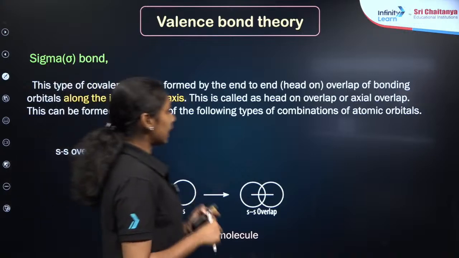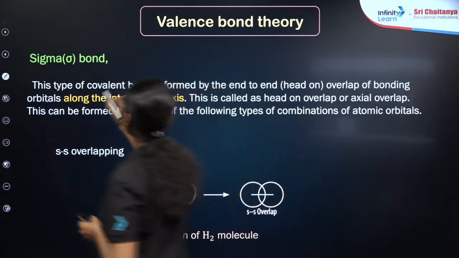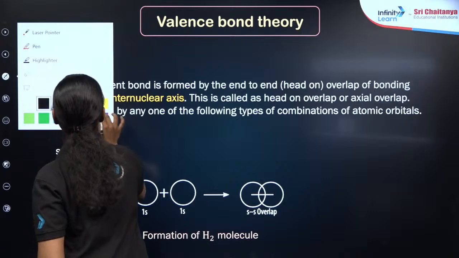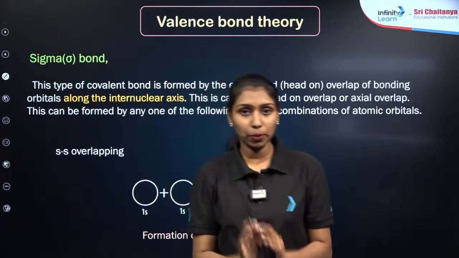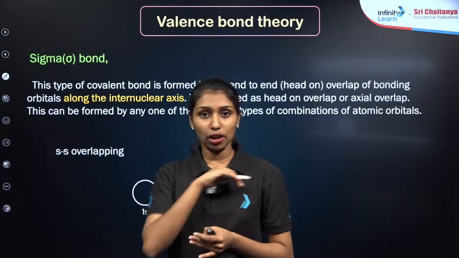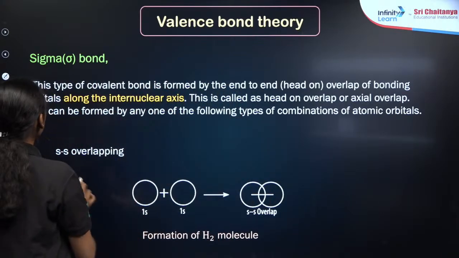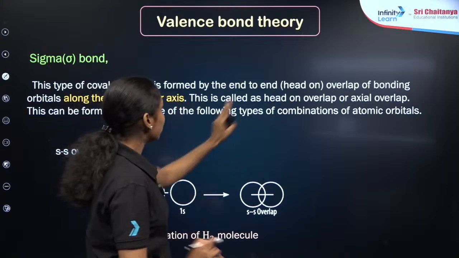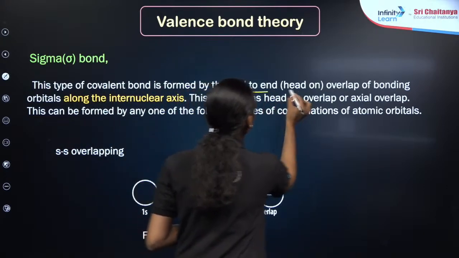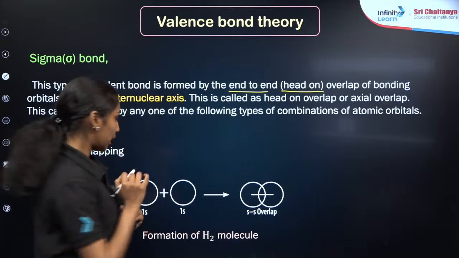Now let us see the details about the sigma bond, or the head-on overlapping, right? Head-on overlapping. I have already mentioned that in the case of sigma bond formation, atomic orbitals overlap in a way that they are along the axis, right? They are along the axis. So, you can see here, this type of covalent bond is formed by the end-to-end or head-on overlapping of the bonding orbitals along their internuclear axis.